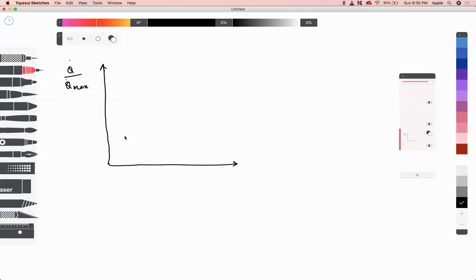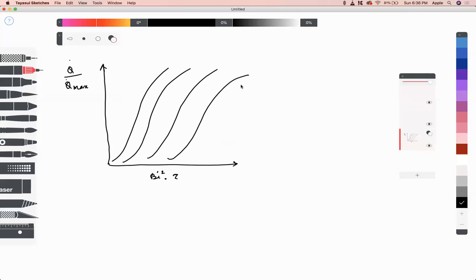Okay, and this is on the y-axis, and in the x-axis it will be again a dimensionless number, Biot number square into Fourier number. All right, and there will be a set of graphs showing like this, and each one of these graphs is based upon Biot number. All right, so once you have all the data, you can just find out the point where exactly it satisfies your given condition, and then you can read Q by Q max.